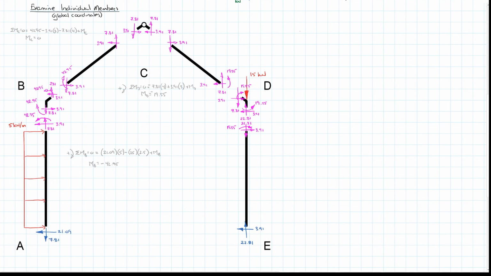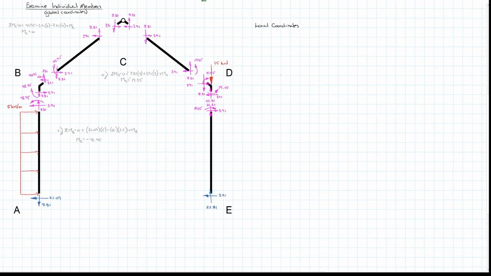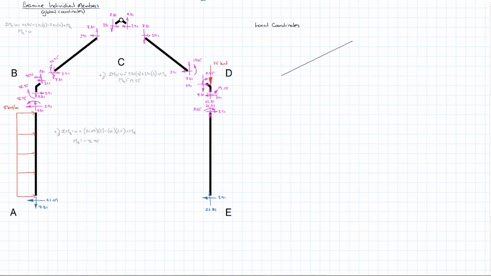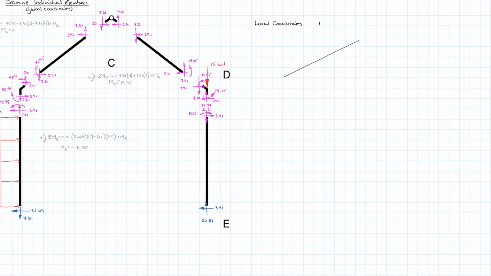So local coordinates, and we only have to worry about those two members. The other ones, global coordinates and local coordinates, align, so we don't have any calculations to do in those cases. So local coordinates, and I'll draw these out fairly large. We only have to do them on one side because they would be reflected on both sides. So this is going to be BC.